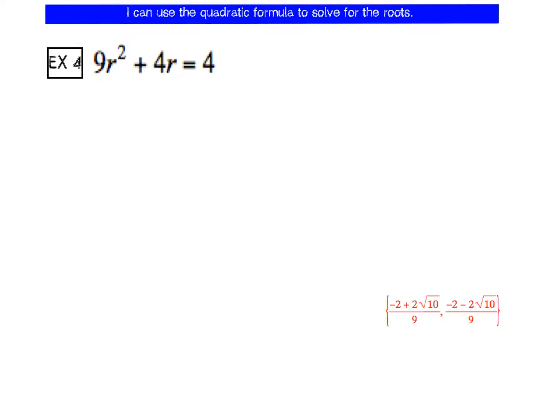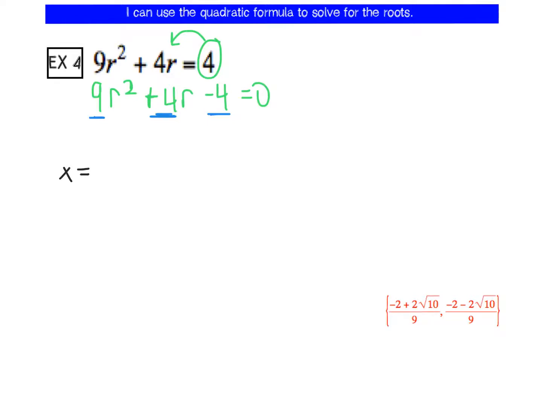All right, so the first question, is it set equal to 0? No, it's not. So I'm going to move this 4 over to this side by subtracting. So I'm actually going to have 9r squared plus 4r minus 4 equals 0. So what is A, what is B, and what is C? And what is the quadratic formula?